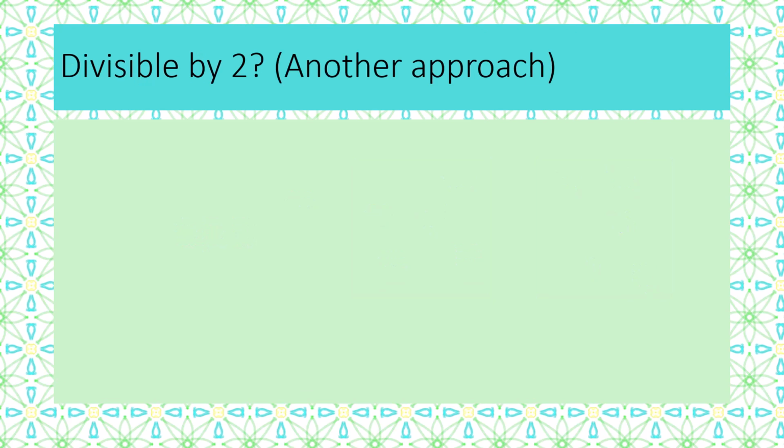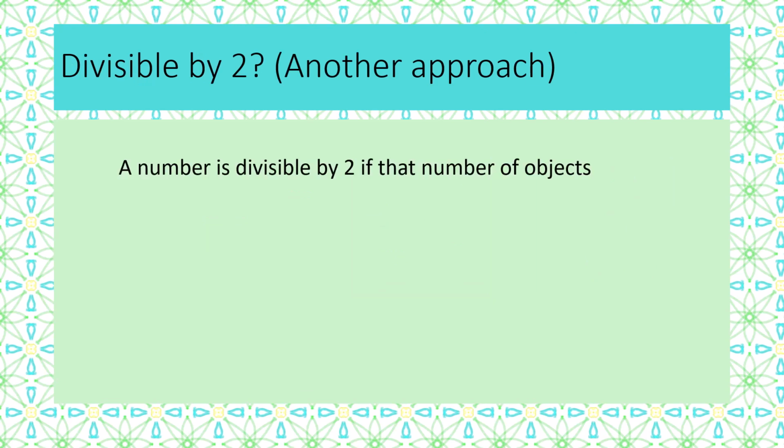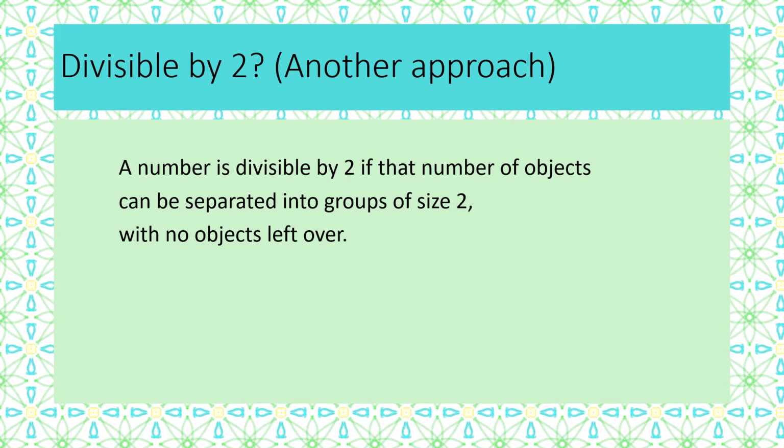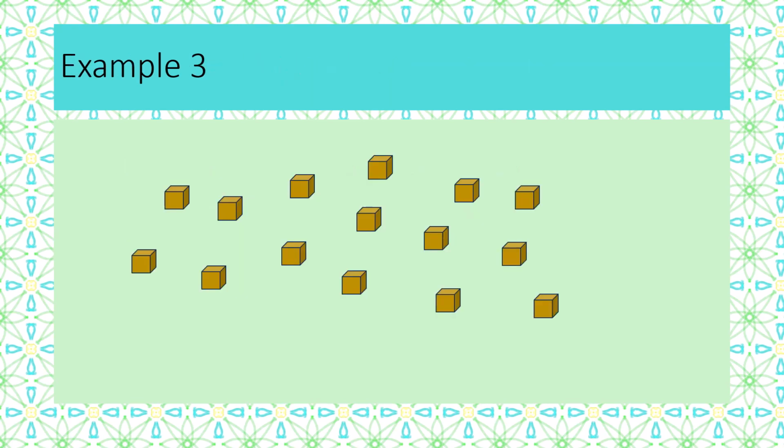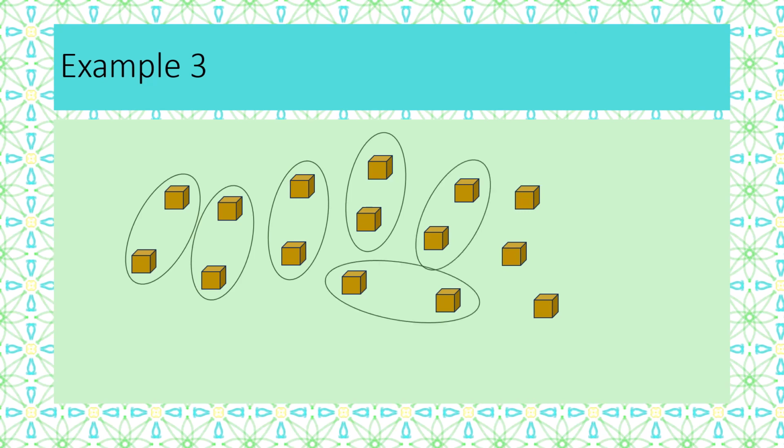Here's another way to determine whether a number is divisible by 2. A number is divisible by 2 if that number of objects can be separated into groups of size 2 with no objects left over. For example, let's determine whether the number of blocks is divisible by 2. We put the blocks into groups of size 2. That is, we pair them up. Since there is one block left over, the total number of blocks is not divisible by 2. So the total number of blocks is odd.